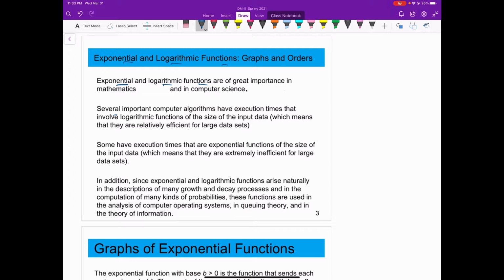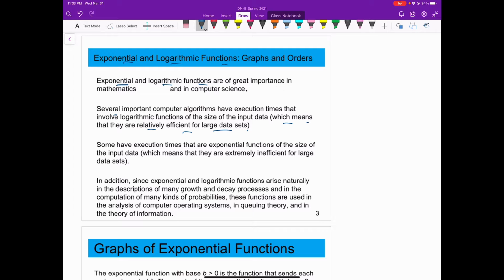Several important computer algorithms have execution time that involve logarithmic functions of the size of the input data. So there are some computer algorithms whose computational time is expressed as a logarithmic function, which means that they are relatively efficient for large data sets. That's true.